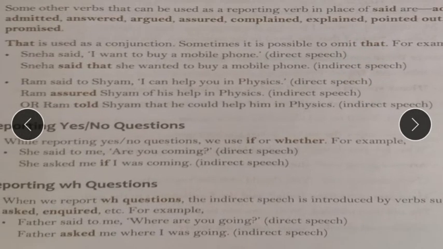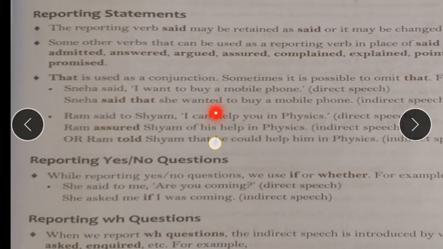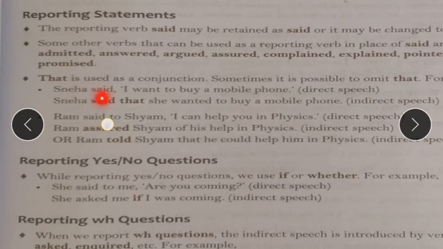For example, Sneha said. Here, Sneha said is the reporting verb. Here, Sneha is only the speaker, so here we will use only the word said. Here we can't use told. But look at the second sentence. Ram said to Shyam. Here Ram is the speaker and Shyam is the listener. So speaker and listener both are there, so here we can use Ram told Shyam.